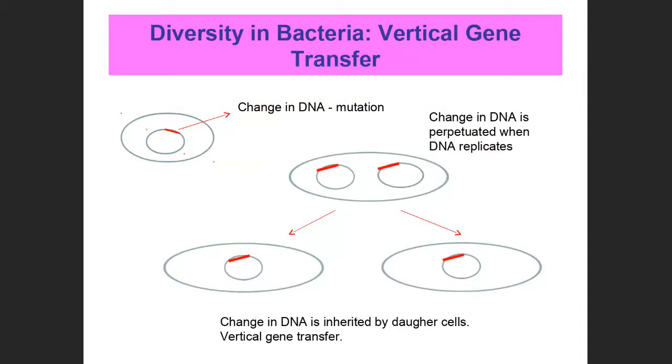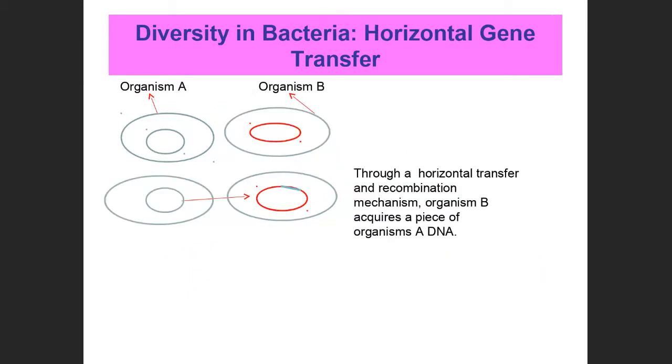Exactly, conjugation is one of them. You got it. That's one of the mechanisms. It's called conjugation. That's supposed to be the DNA that's mutated, the cell divides, and now mutations are passed on to daughter cells. That will be vertical gene transfer.